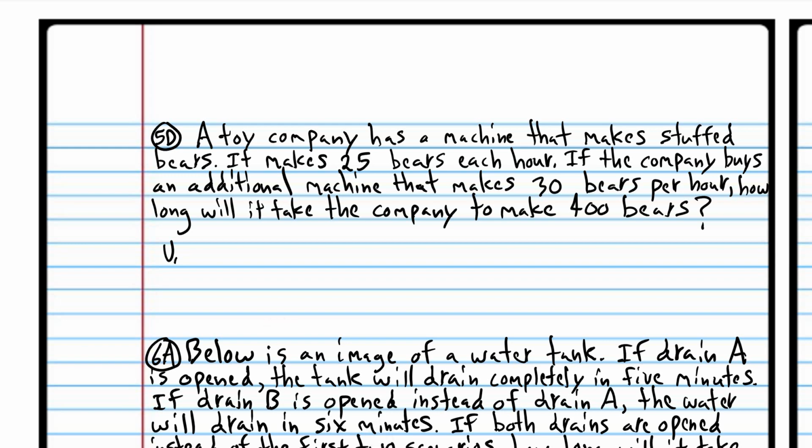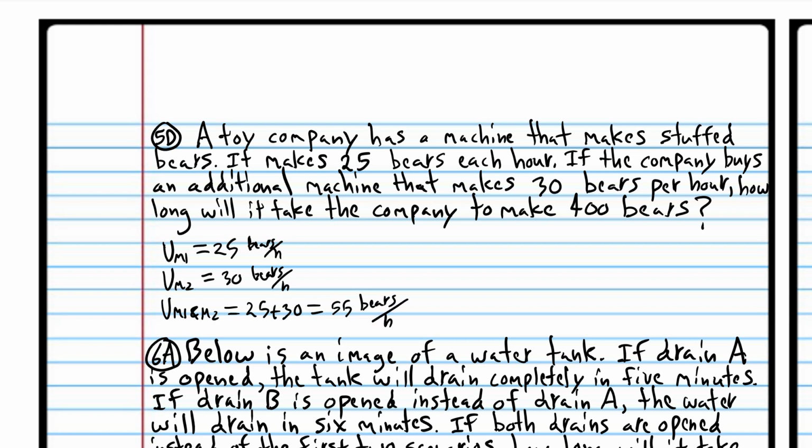So the unit rate for the first machine, I'll say M1 for machine 1, is 25 bears per hour. Unit rate for machine 2 is 30 bears per hour. So we want the unit rate for machine 1 and machine 2 working together, and that would just be 25 plus 30, which is 55 bears per hour. So if you turn on both machines at the same time, they're going to make 55 bears per hour.